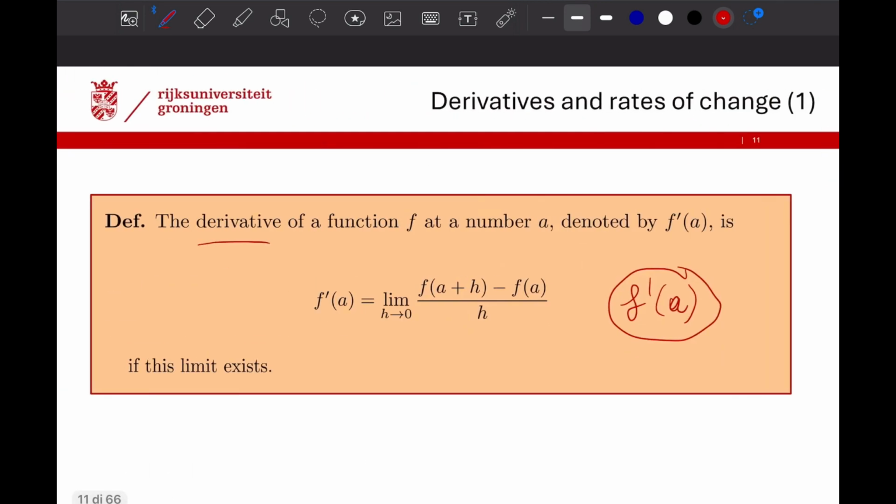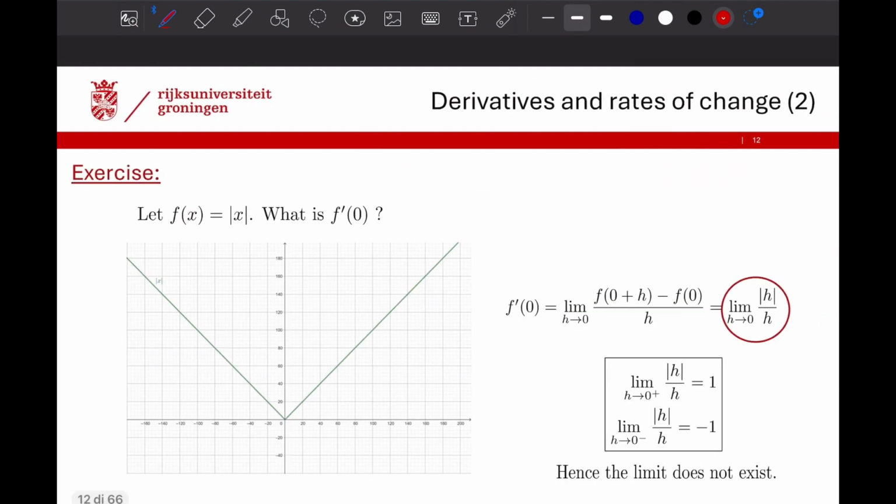Now, I would like to stress even more this part here, if the limit exists. Let's say that we are considering the function absolute value of x. So we have this exercise. They tell us f of x is equal to the absolute value of x. What is f prime of 0? So what is the slope of the tangent line at x equals 0? Or the derivative evaluated at x equals 0.